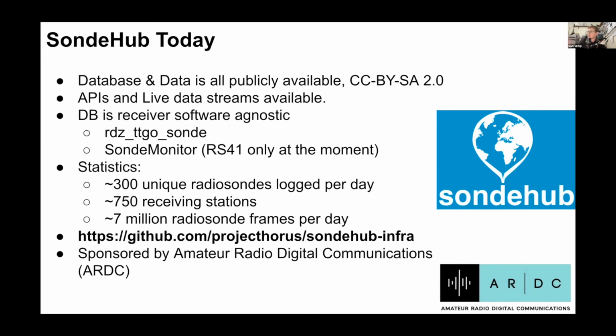At the moment, we're seeing something in the vicinity of 300 to 400 unique Radiosondes per day, of which we capture quite a lot of the traffic. There are currently, as of today, 750 receiving stations in total contributing data, and we see about 7 million Radiosonde telemetry packets per day. Information on the API is available at that link.